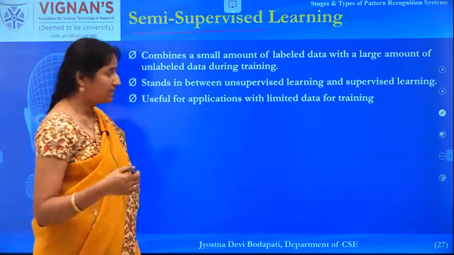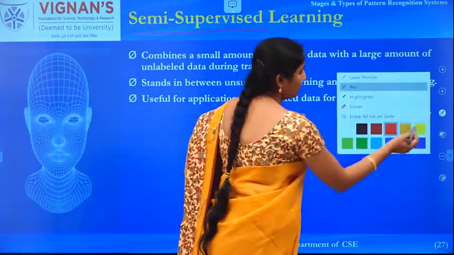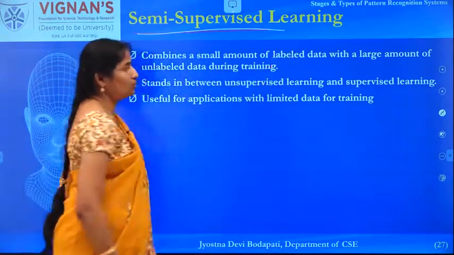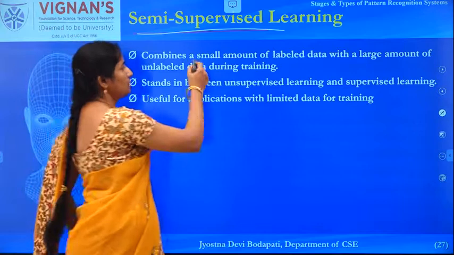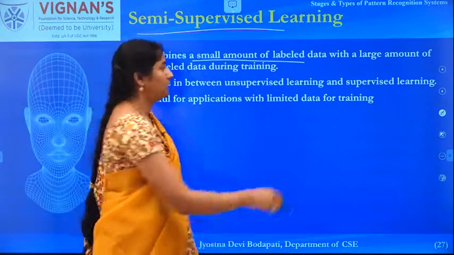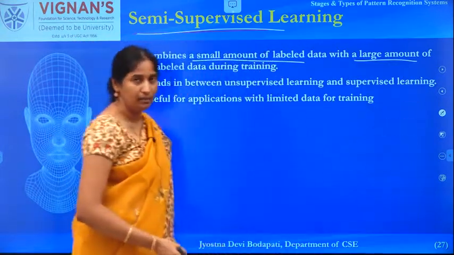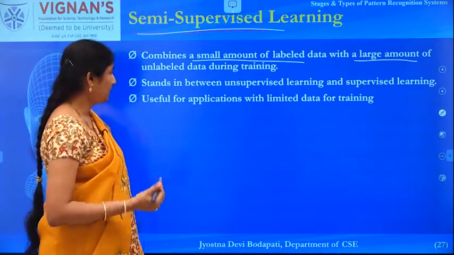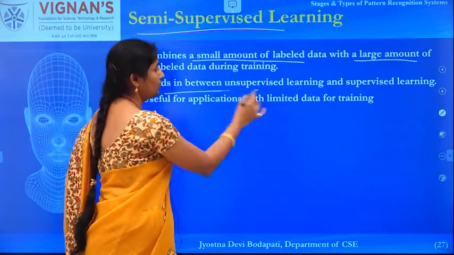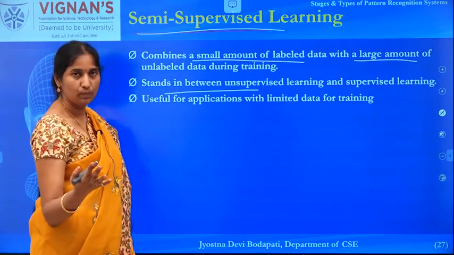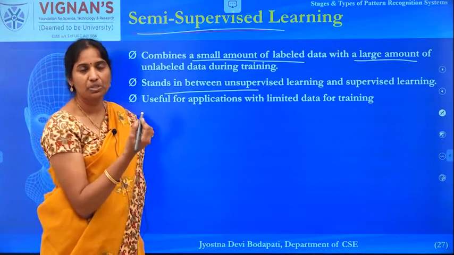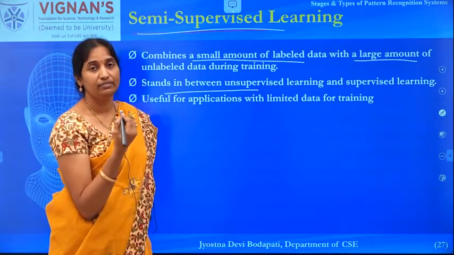The learning which allows the use of both labeled and unlabeled data is called semi-supervised learning. It uses small amounts of labeled data and large amounts of unlabeled data. Such a learning algorithm is called a semi-supervised learning algorithm. Of course, it stands between unsupervised and supervised learning. And it is useful for applications which have limited labeled data for training.